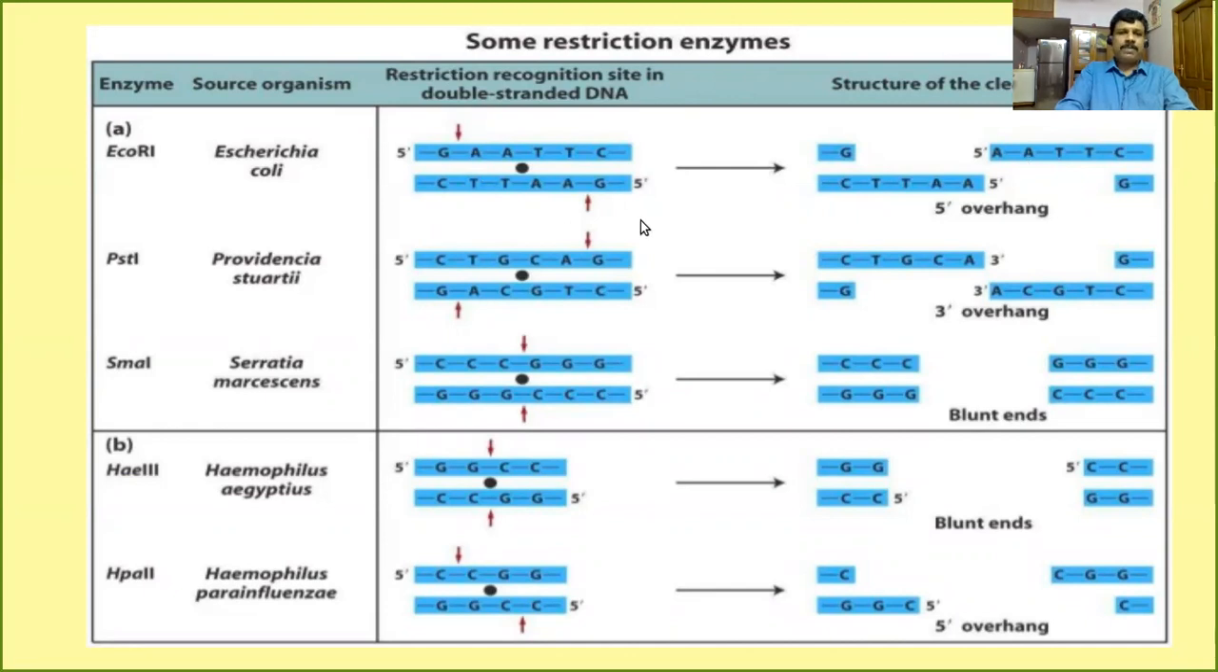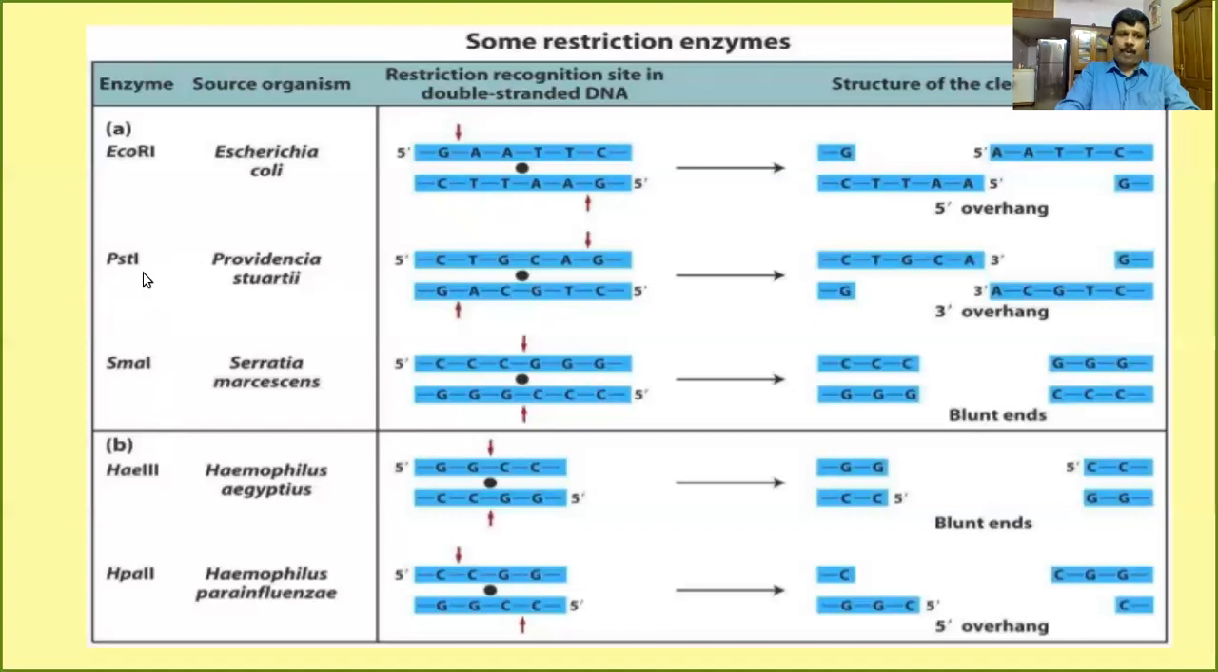For plus 2 students, you have to learn only one enzyme, that is EcoR1, its source organism and its restriction site. Those who are preparing for NEET or any other national level entrance examination have to learn many other enzymes. For them, I'm going to discuss a few more restriction enzymes, their source organisms and restriction sites.